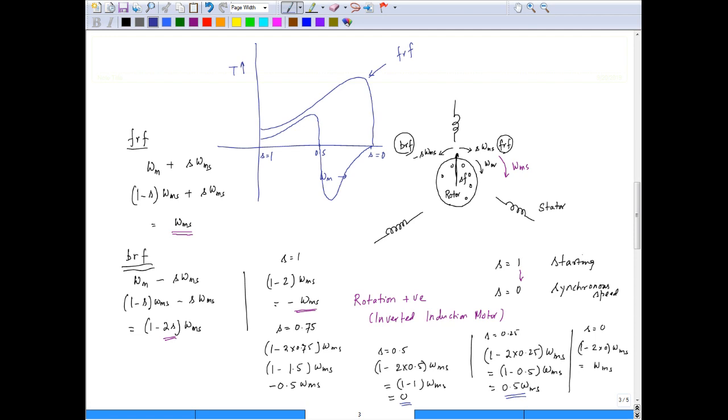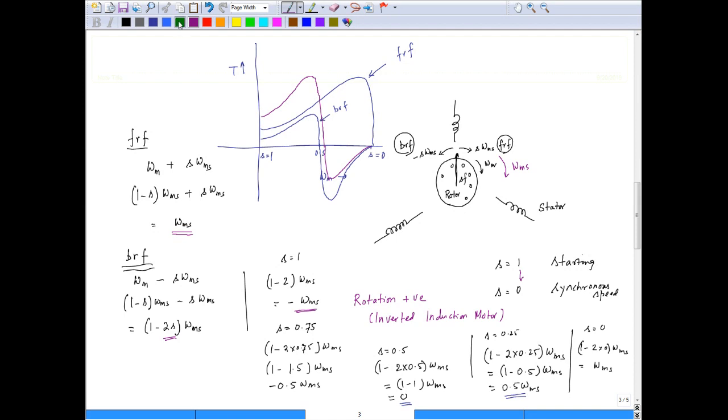So let us draw the overall torque. The overall torque is the sum of these torques. This is for the forward rotating field. This is for the backward rotating field. The overall torque here is the sum of these two torques, which is like this. Okay, and then it basically will come down and will become negative and will again be 0 here.